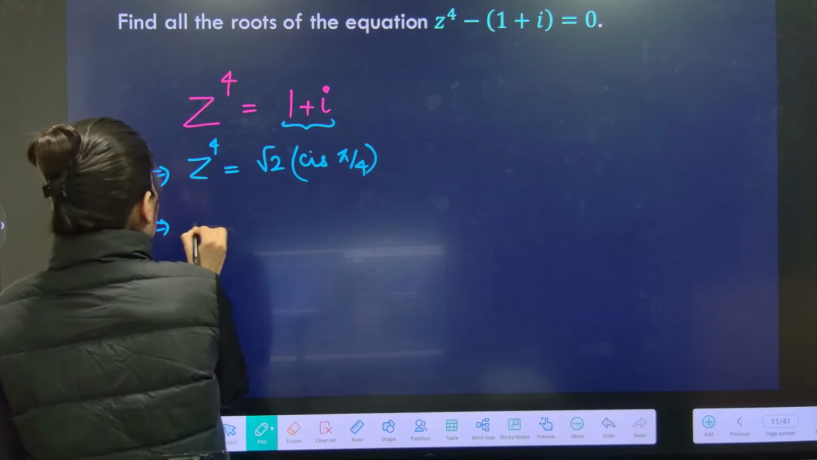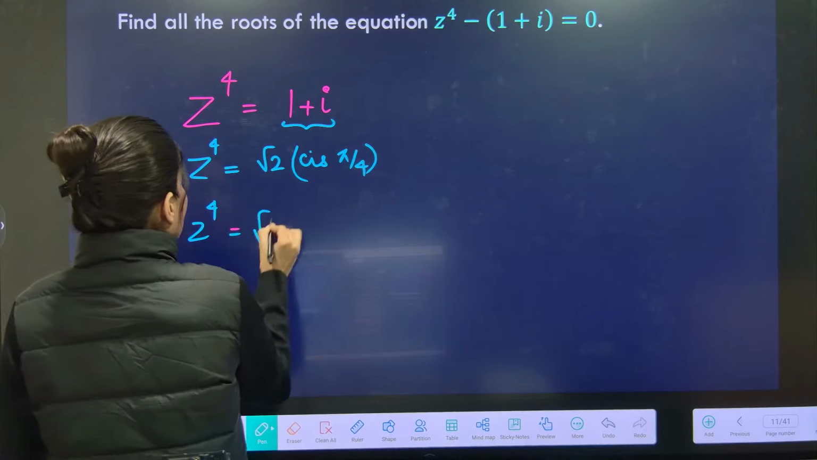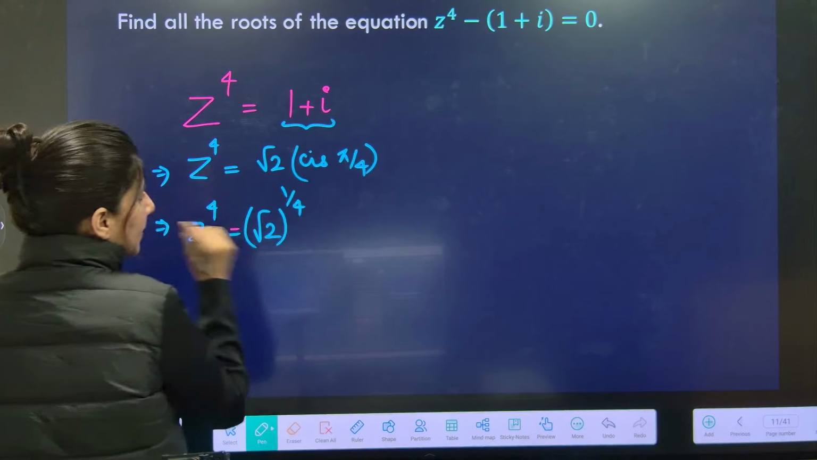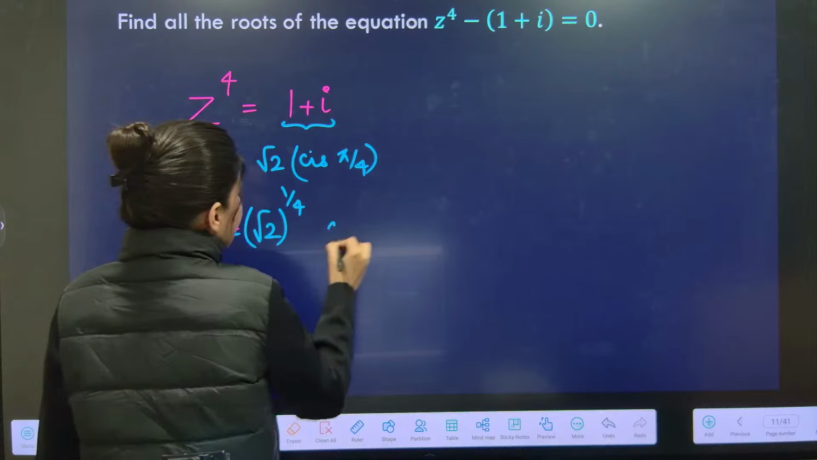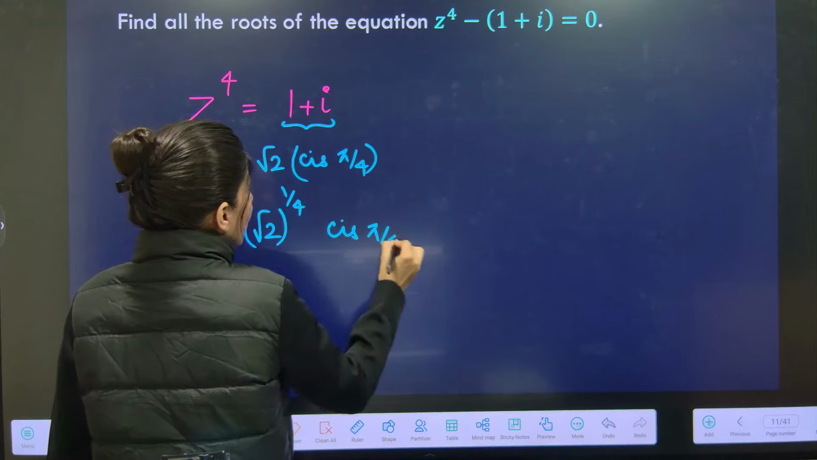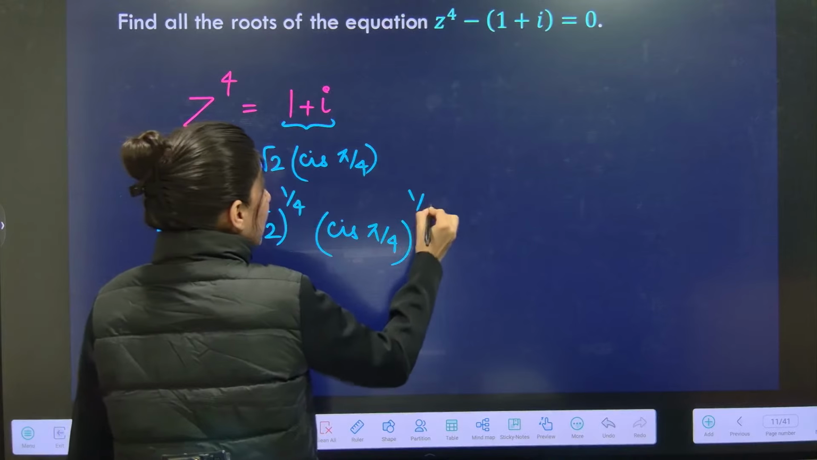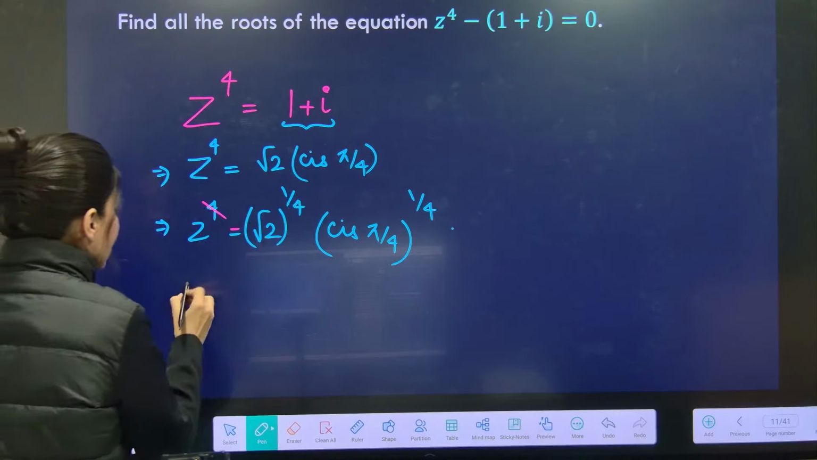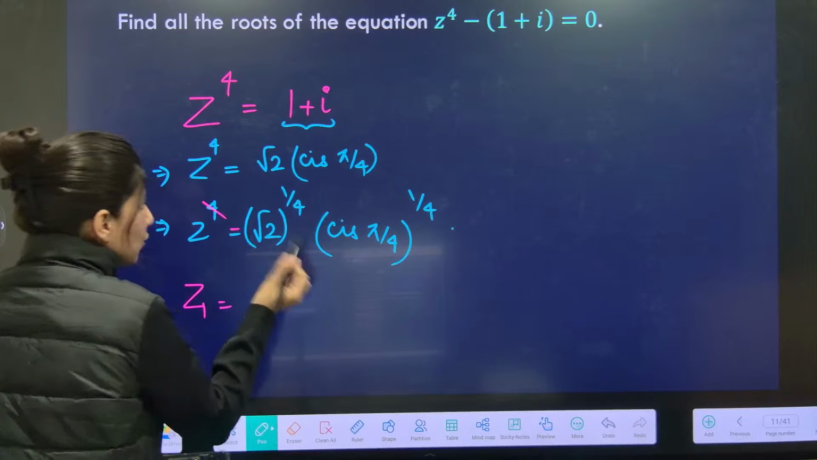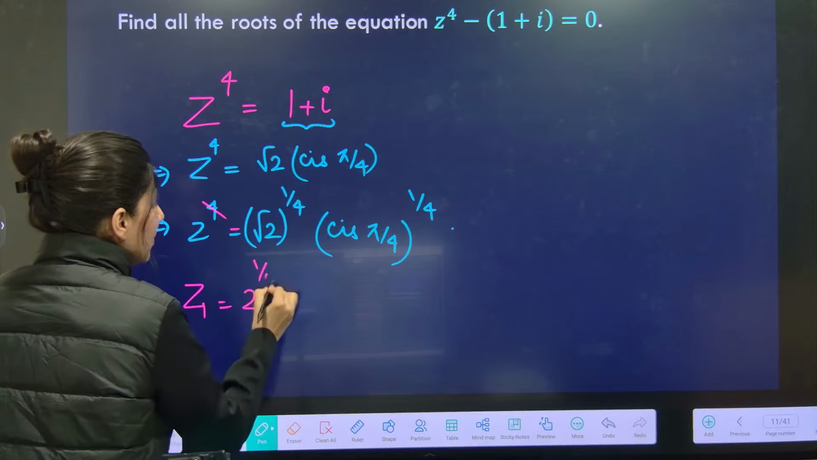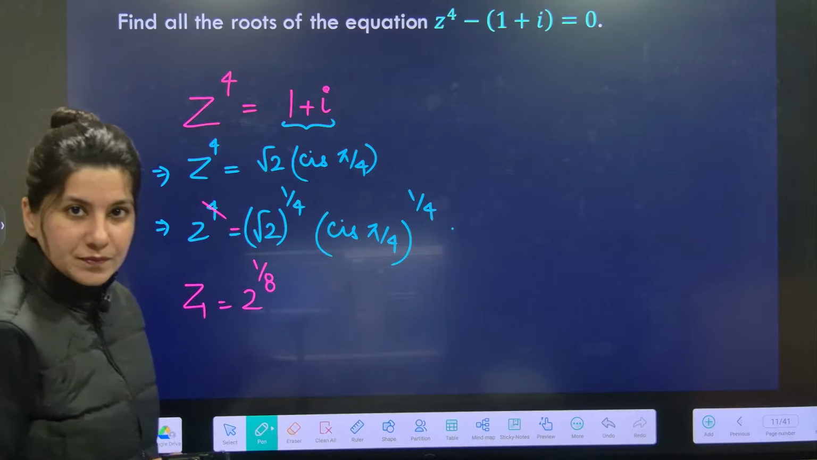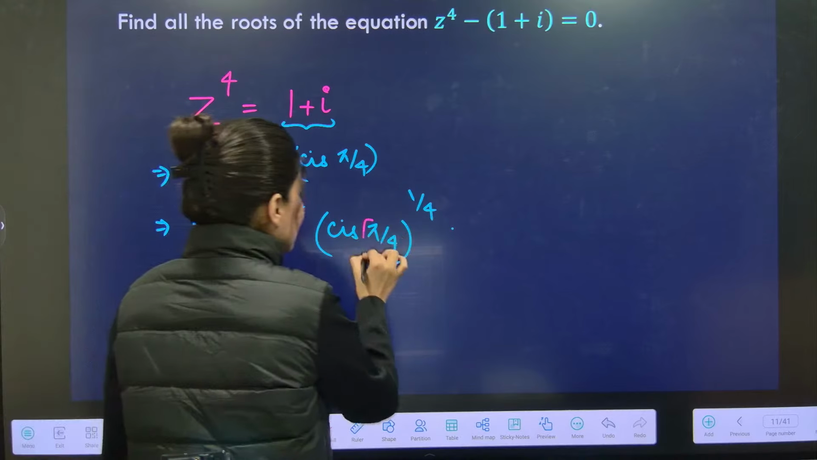Okay, so z power 4 is equal to root 2 cis pi by 4. Now root 2 power 1 by 4 is already there, and this is cis pi by 4 power 1 by 4. Sorry, this 4 is gone already. Now z is going to be root 2 power 1 by 4, so 2 power 1 by 8, times cis pi by 4. Basically, this is your theta.